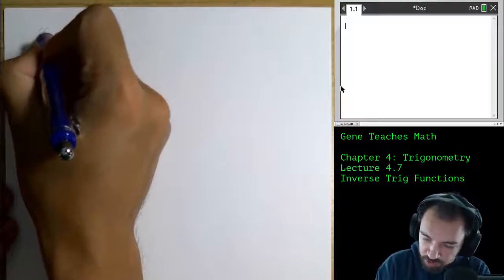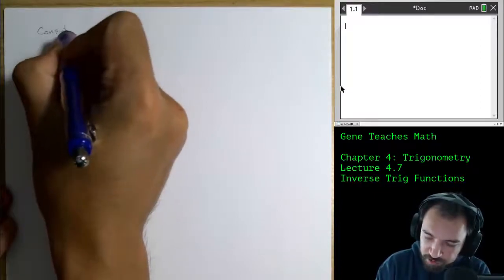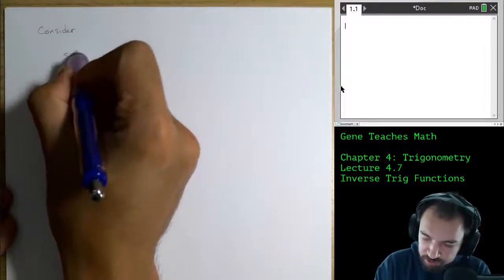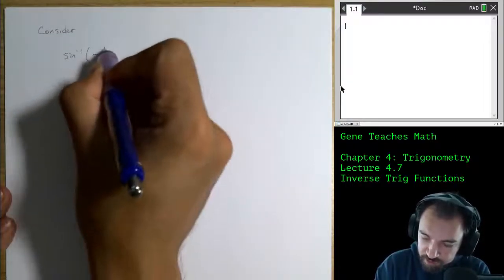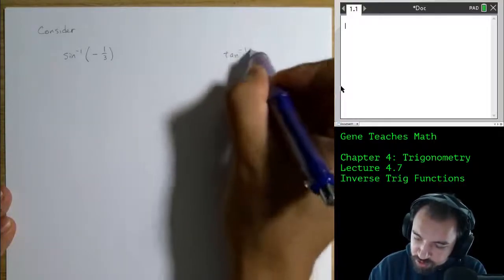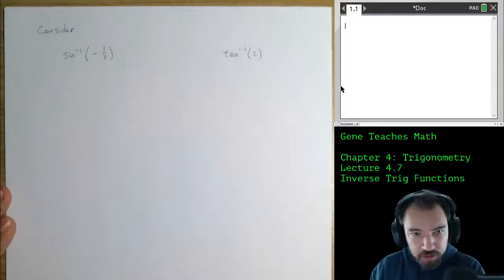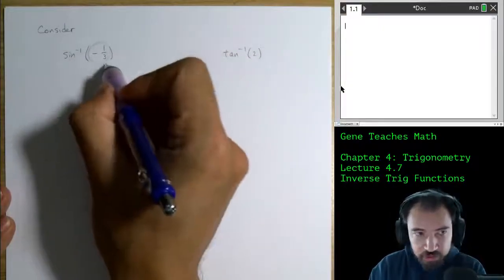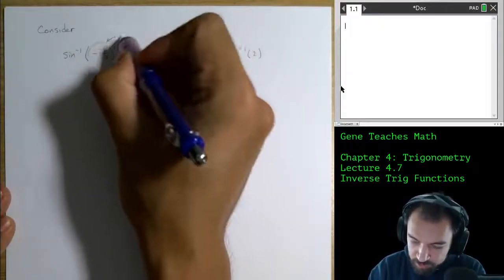So now I'm going to change the verb from evaluate to consider. Okay. And let's imagine I want the sine inverse of negative 1/3, or perhaps the tangent inverse of 2. So let's think about what these mean. This is going to be the y-coordinate in the unit circle.